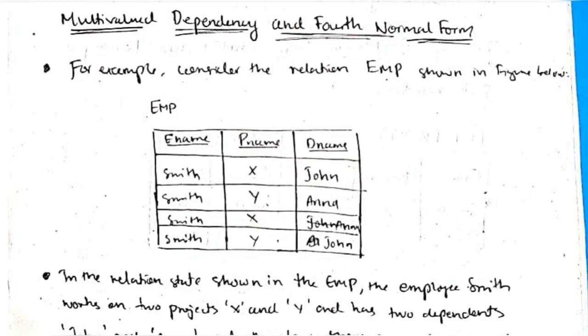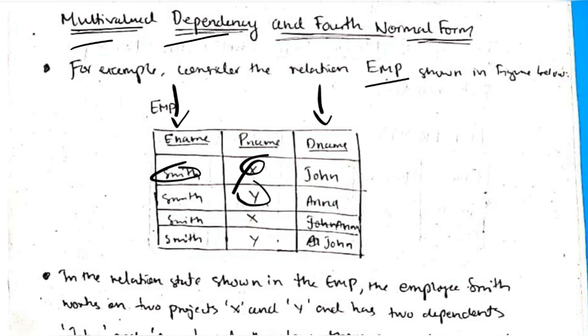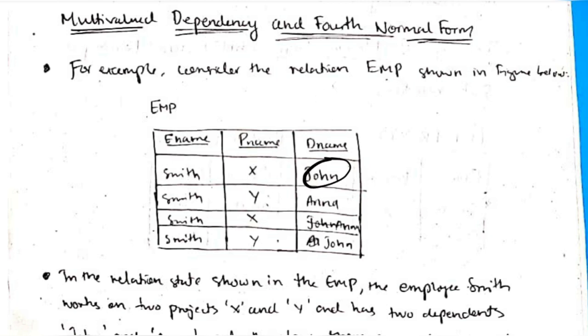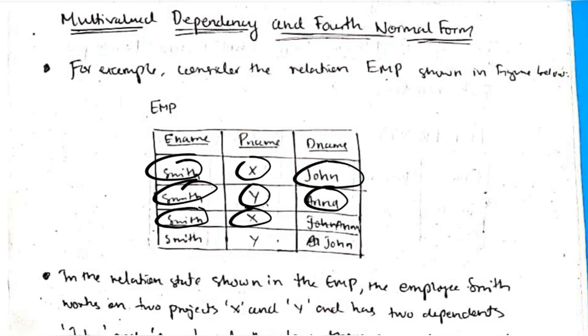Okay, the fourth normal form is about multi-valued dependency. Suppose that there is an employee relation here. There is a person called Smith, and there are two projects, X and Y. And for each project there is a dependent name. For project X it is John, for project Y it is Anna. So if Smith is working on project X, the dependent name is John. If Smith is working on project Y, the dependent name is Anna. Or if Smith is working on project X, the dependent name is Anna, and if Smith is working on project Y, the dependent name is John.